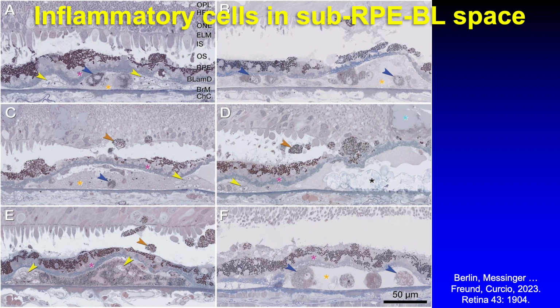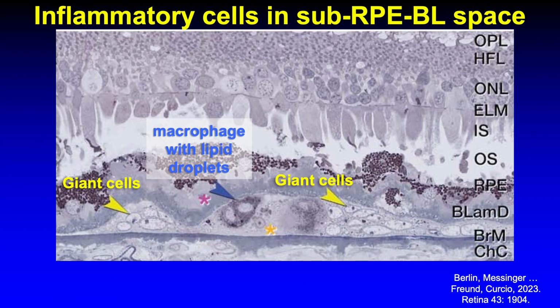Immune cells were first found in the sub-RPE basolaminar space, indicating a cellular response, by Penfold and the Sarks in the 1980s. Here, cells are shown in drusen for an eye with neovascular AMD. You can see the giant cells and the macrophage filled with lipid droplets that are distinct from the overlying RPE.